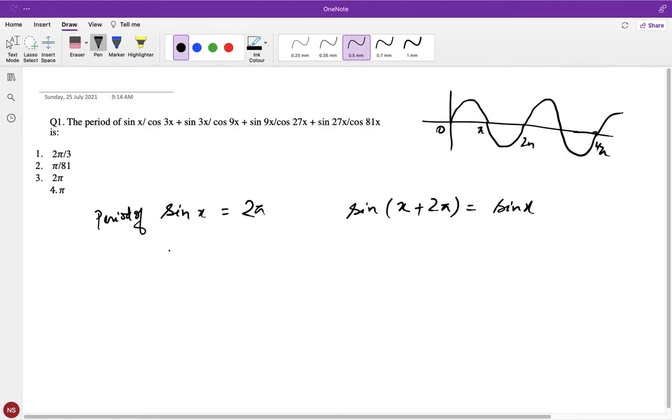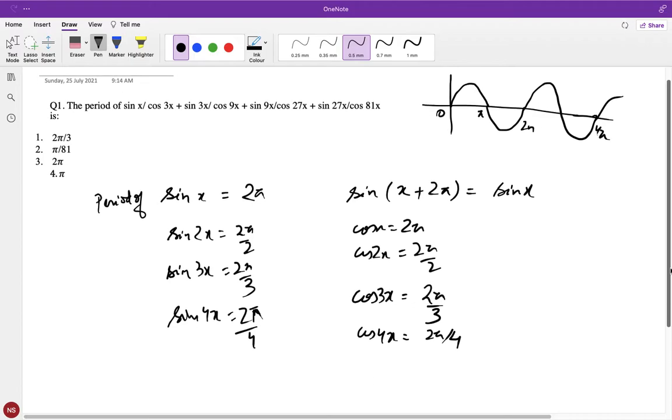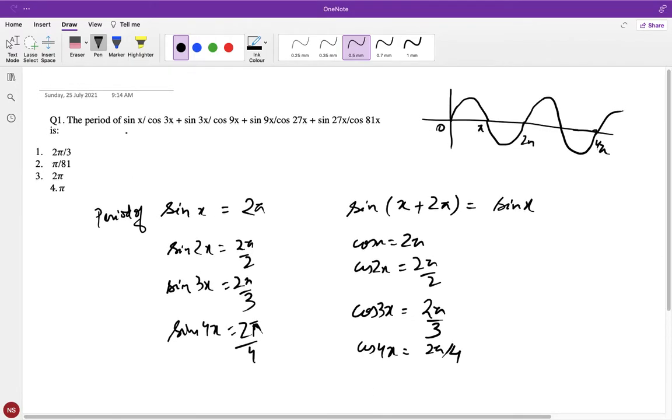So if the period of sin x is 2 pi, then the period of sin 2x is 2 pi by 2, sin 3x is 2 pi by 3, and sin 4x is 2 pi by 4. Similarly for cos x. The period of cos x is also 2 pi. Cos 2x would be 2 pi by 2, cos 3x would be 2 pi by 3, and cos 4x would be 2 pi by 4. So in this problem we have sin x and cos 3x.